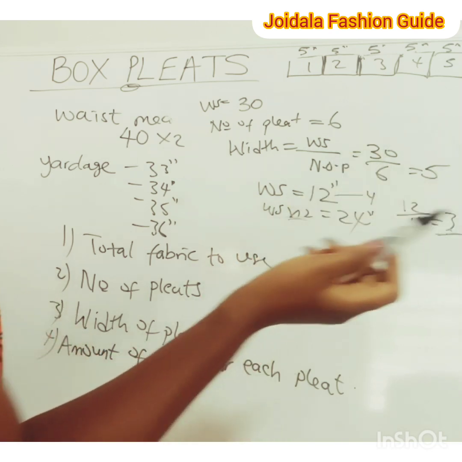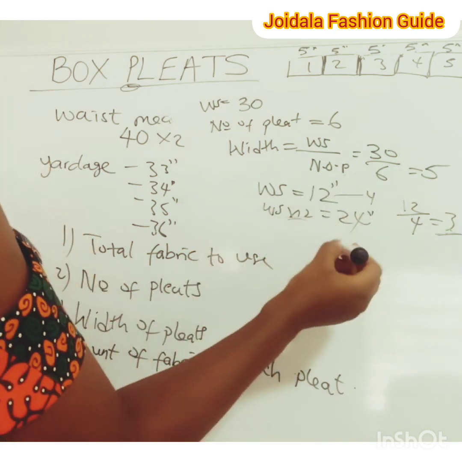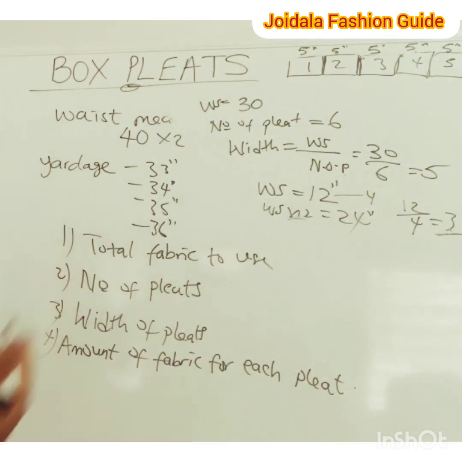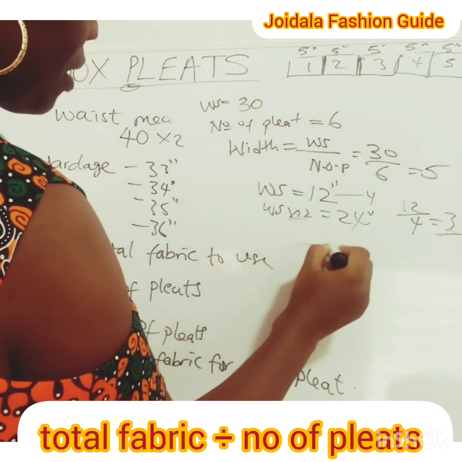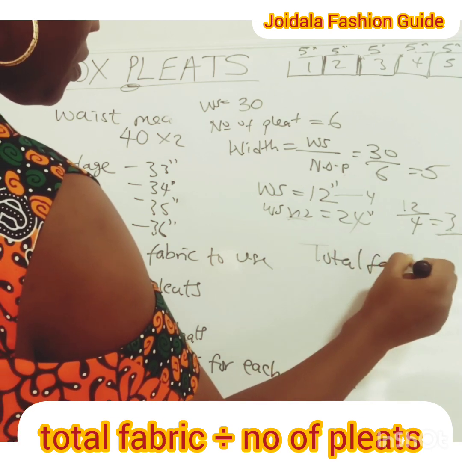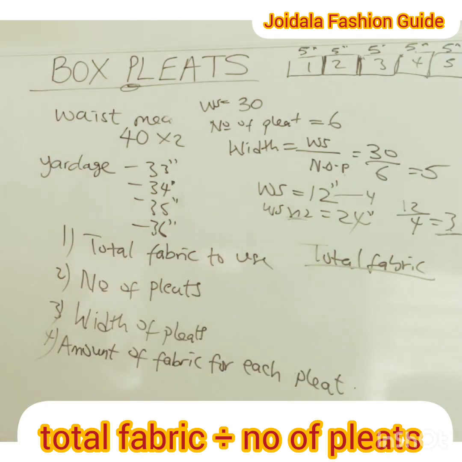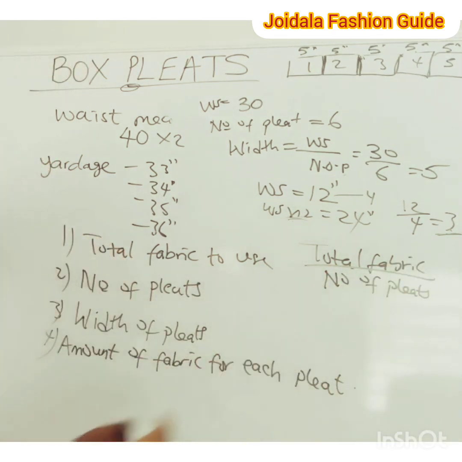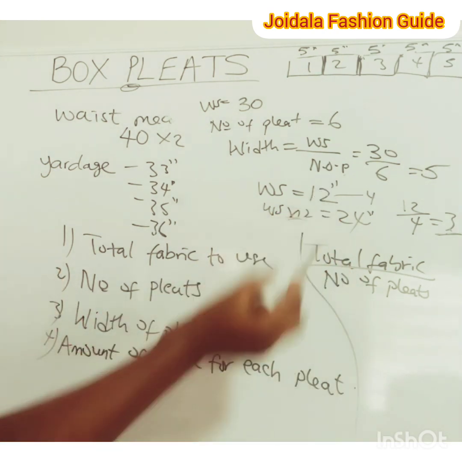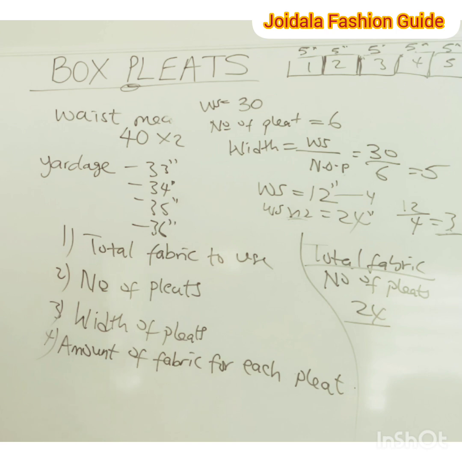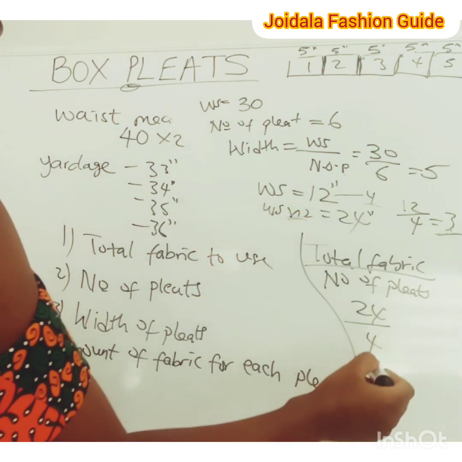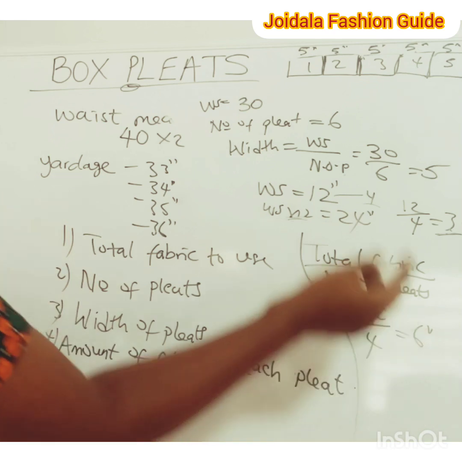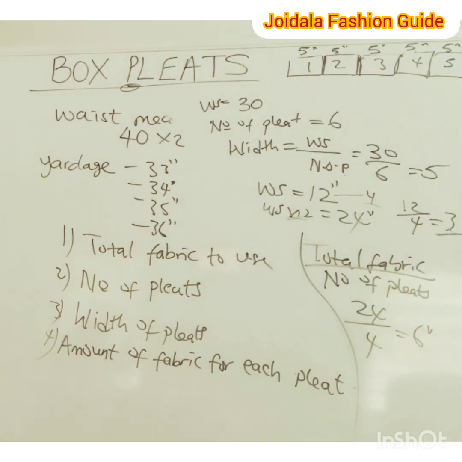Okay, and another way that you can do it is to divide the total fabric you are working with by the number of pleats. In this example we are using 24, and we want to have 4 pleats. So by the time you divide, you have 6. So those are the 2 ways that you can determine the amount of fabric to use.